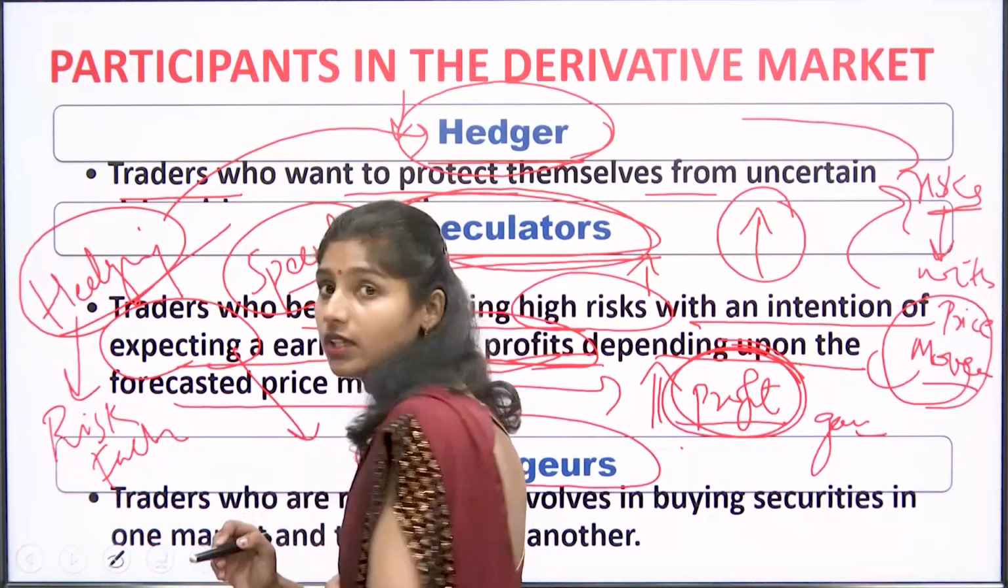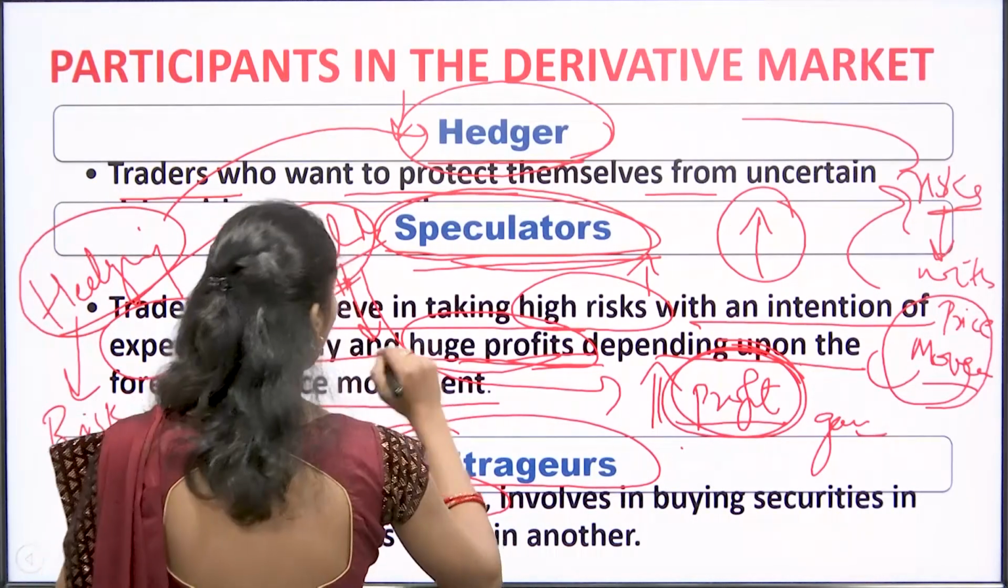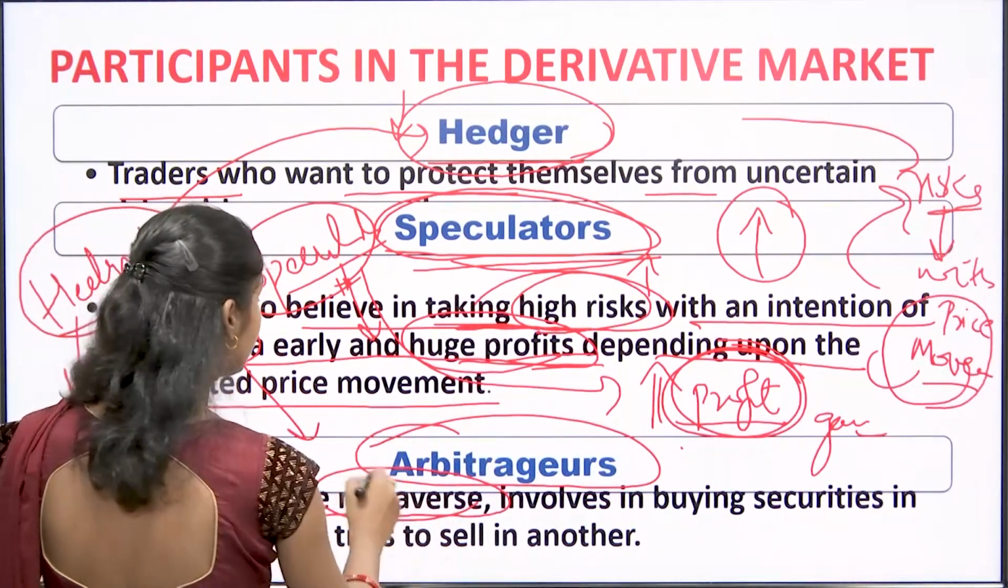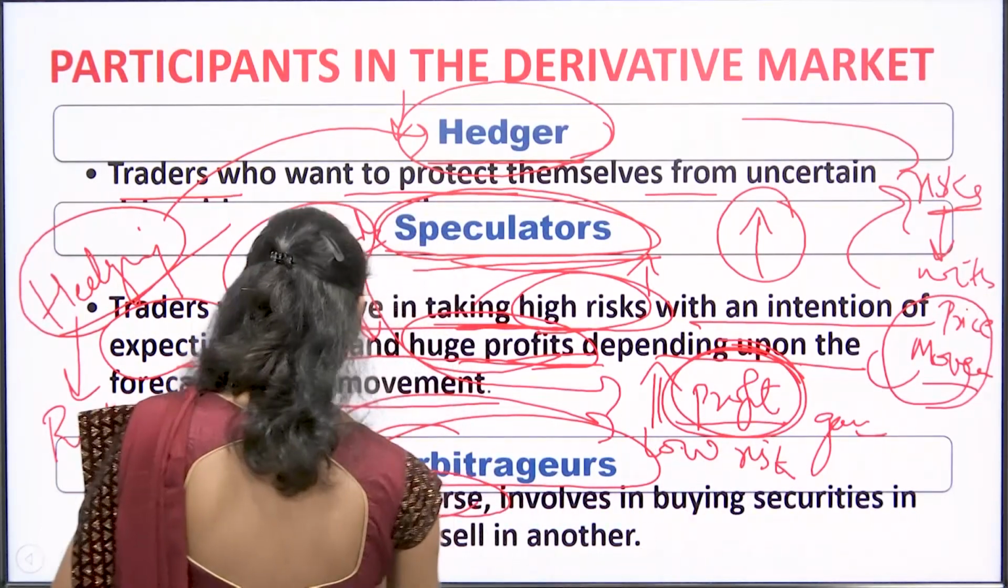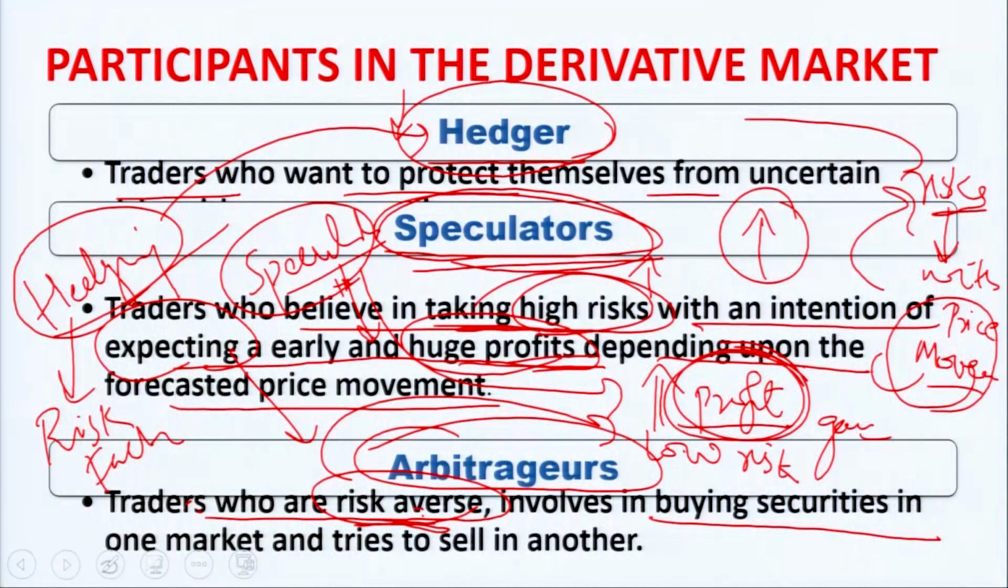Next are arbitrageurs. Another participant is the arbitrageur, a trader who is risk averse. In the speculator concept, they are taking high risk, so they are not risk averse. Risk averse traders only believe in taking low risk. In this concept, traders who are risk averse buy securities in one market and try to sell in another market. They are trying to keep it balanced. They are trying to make a profit but taking a low risk factor. So this is another kind of participant in the derivative market, and these are the participants.